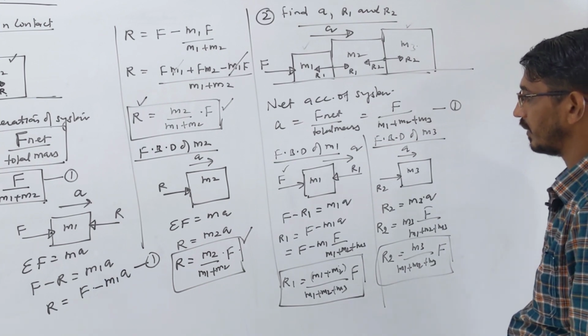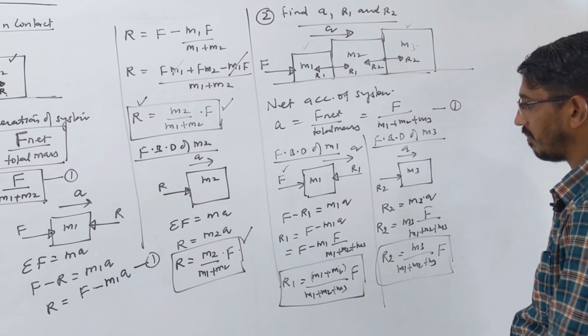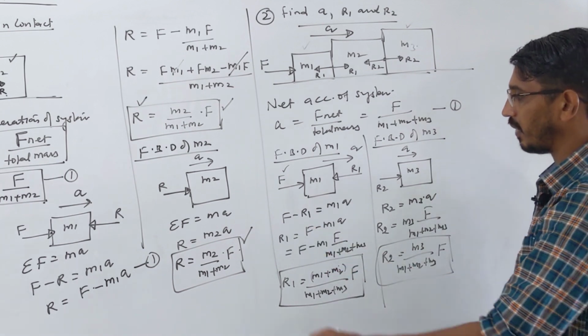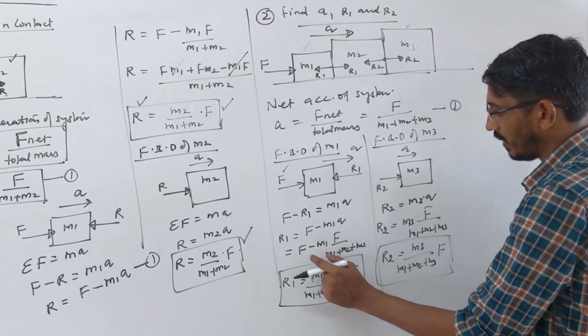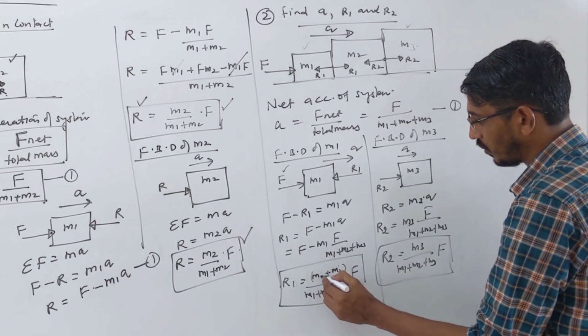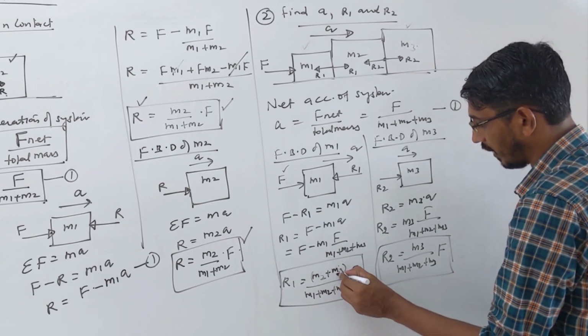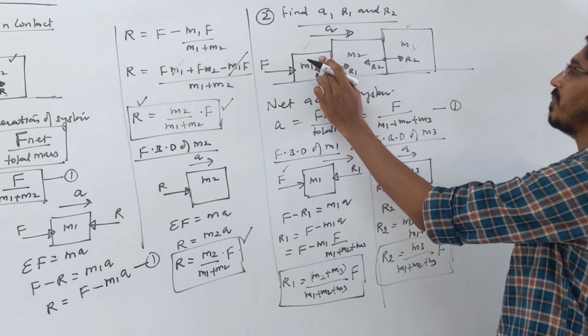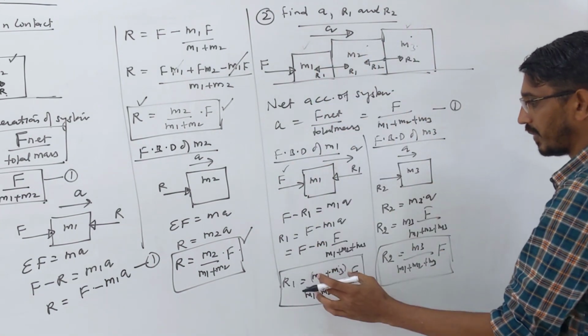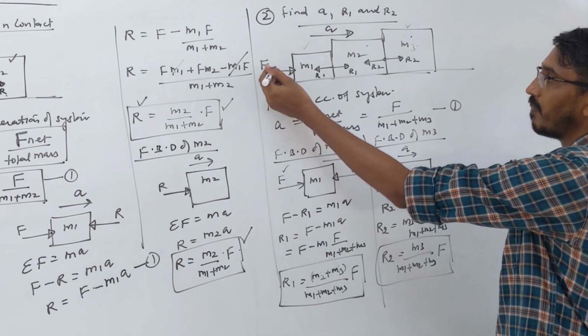Okay, I missed something here. Let me correct that. I wrote a little calculation wrong. This is M1 into A, so the M1 term gets cancelled. I should write here M2 and M3, these are remaining. So for the reaction here, you find how many masses are ahead: this and this. So the sum of their masses by total mass into the force we applied here.